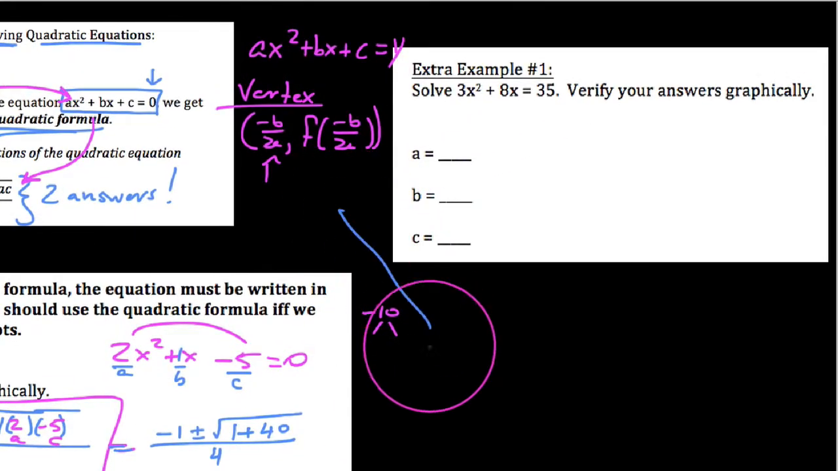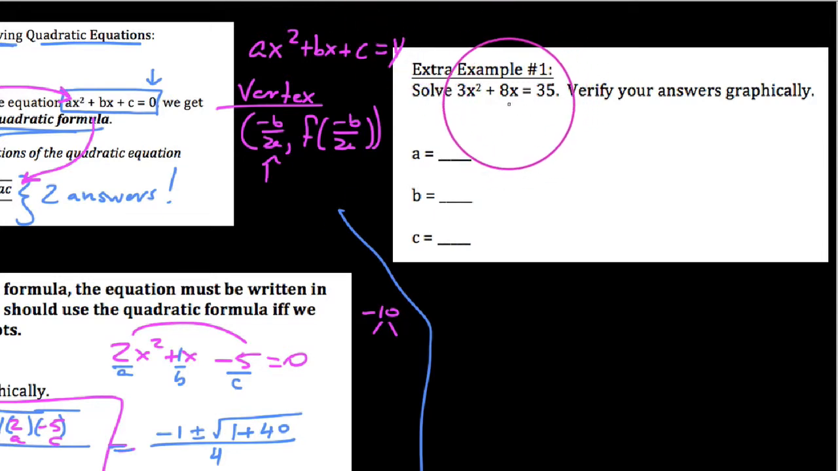So let's go ahead and take a look at this extra example up here. All right, let's try this again. 3x squared plus 8x equals 35.